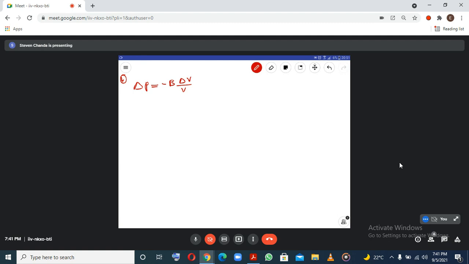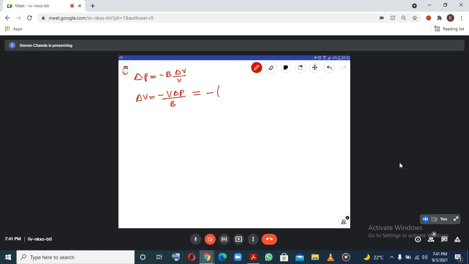And then, once you have that, you change the subject of the formula, and then you're going to have negative V times the change in pressure over B there, isn't it? Okay, so we found that there.